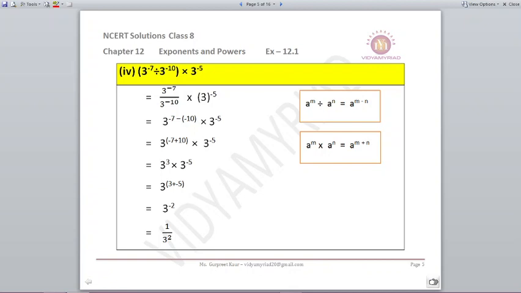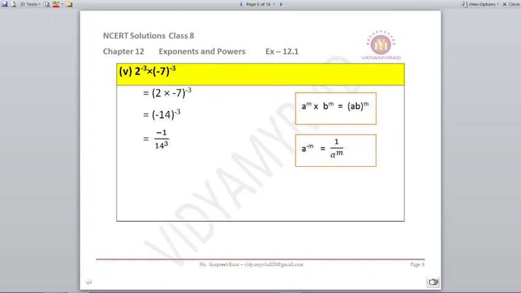So minus 7 minus of minus 10 will become minus 7 plus 10. Minus minus is plus. So minus 7 plus 10. So that becomes 3. So minus 7 plus 10 is 3. So 3 raised to power 3 into 3 raised to power minus 5. Now in the case of multiplication, we add the powers. So it becomes 3 raised to power 3 plus minus 5, that is minus 2. So to remove the negative, we will take its reciprocal. It will become 1 upon 3 square.